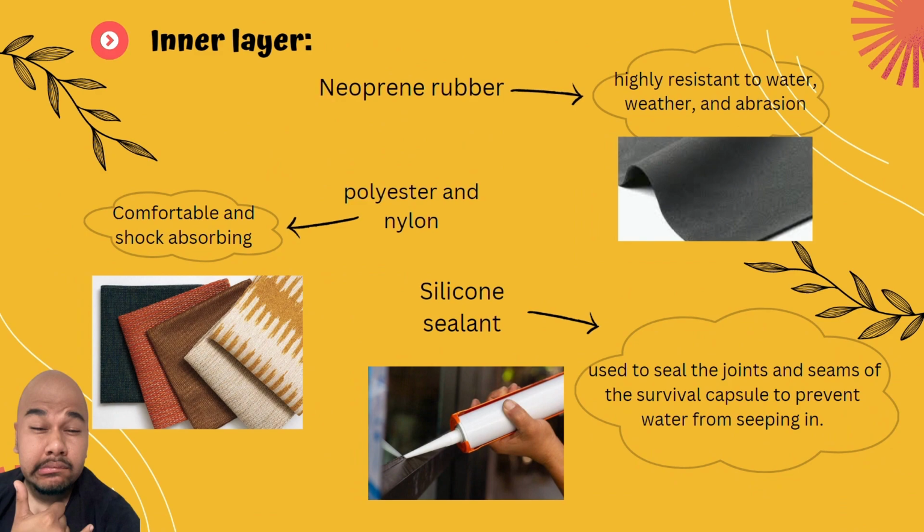The inner layer mainly consists of neoprene rubber because it is highly resistant to water, weather, and any kind of abrasion. Polyester and nylon are used for seating to provide comfort for the occupant, and silicone sealant is used to seal the joints and seams of the survival capsule to prevent water from seeping in.